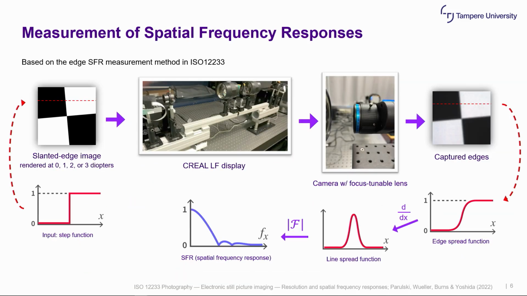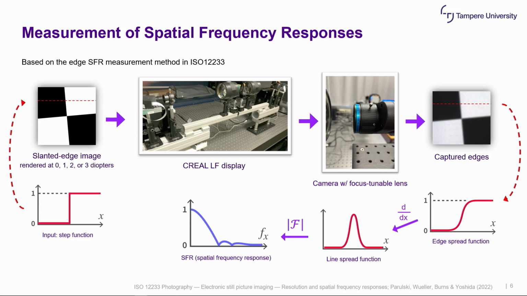So we compared the simulated optical responses to measured responses. The measurement was based on a method specified in an ISO standard, and what we do is pretty simple. We just show this test light field image consisting of sharp edges rendered at 0 to 3 diopters, which works as a step function. Then a camera with precise focus control captures the displayed light field.